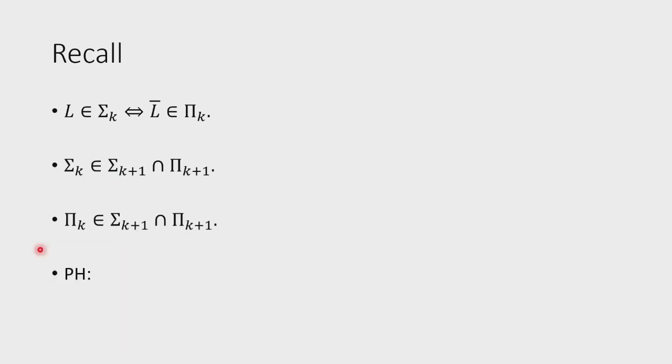Yeah, you were here, right? So we saw this, and it would have also been covered in class that the class sigma k is contained in the intersection of the classes sigma k plus 1 and pi k plus 1, and similarly the class pi k is also contained in the intersection of these two classes.